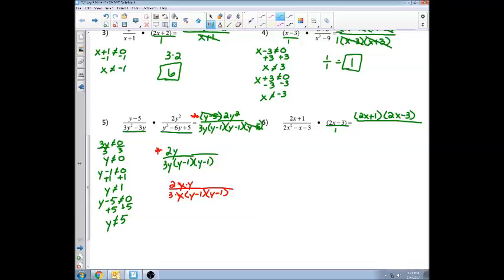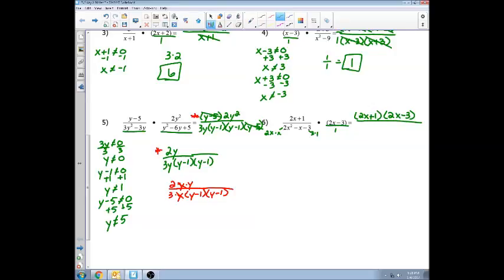Okay. Now I have 2x squared minus x minus 3. This can be factored. Remember, 2x times x, 3 times 1. I need to find some combination of how these could multiply together in order to get me to negative 1.